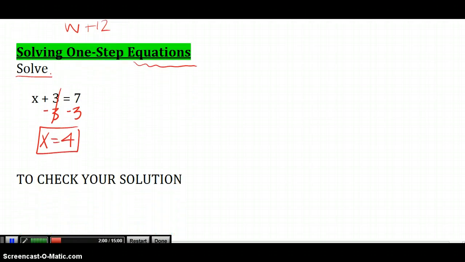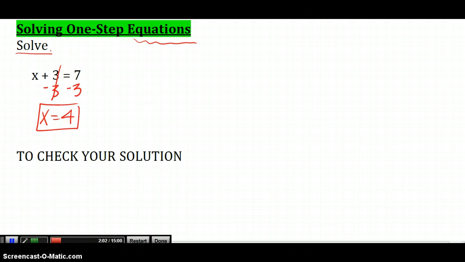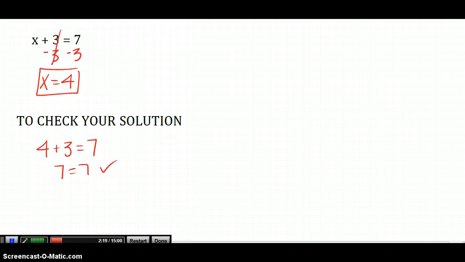So to check your solution, you can always check your solution. If you plug in 4 for x, you should get a true statement. So if I plug in 4 for x in that equation, and I do 4 plus 3, 7 equals 7, and that's true. So my answer is correct. So you can always check your solution.